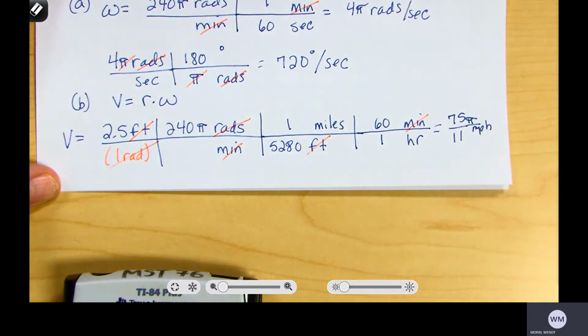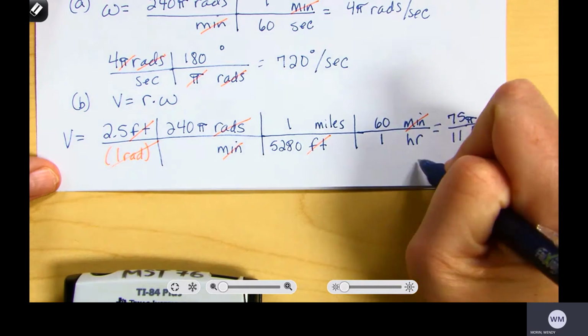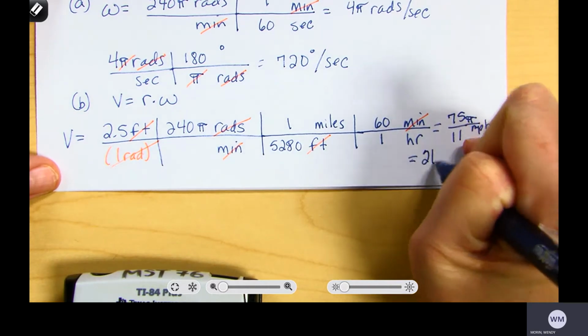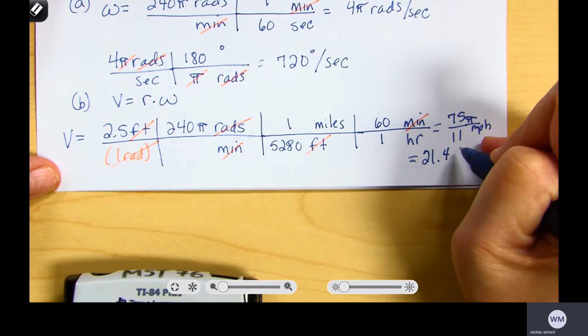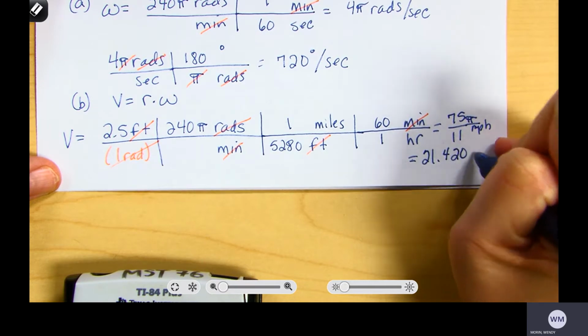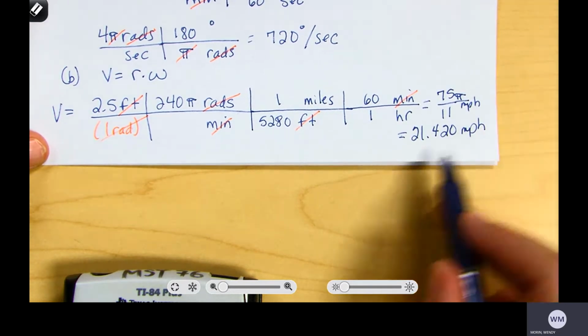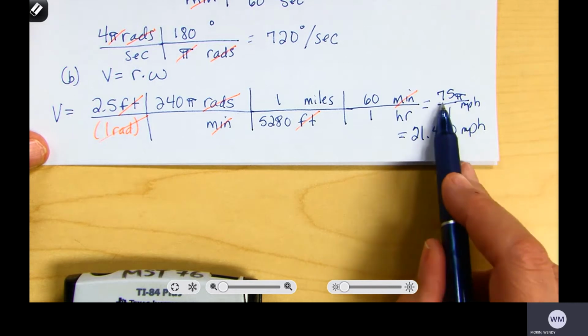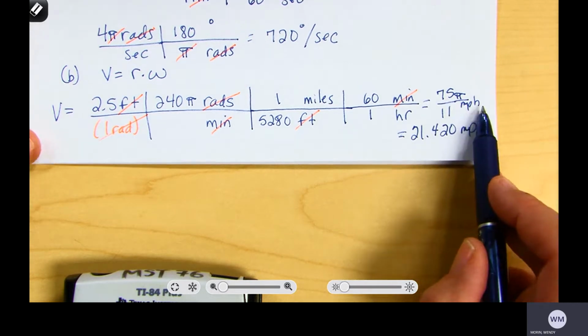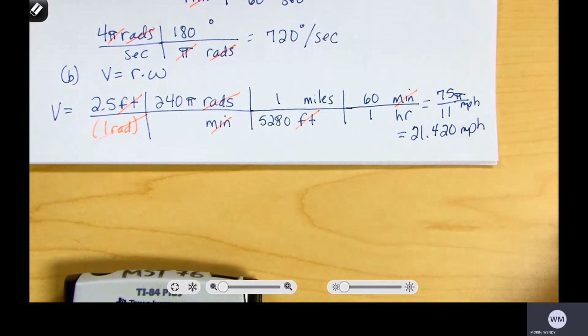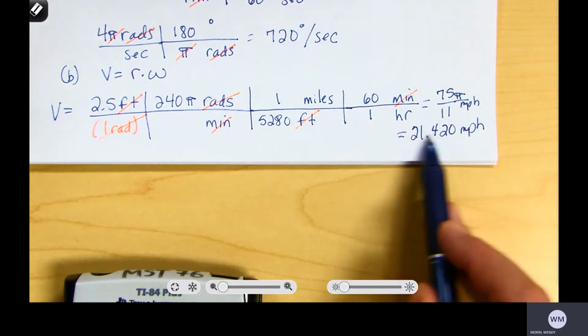You may want to convert that into a form not in terms of pi, so it makes more sense. Again, follow whatever the directions. Sometimes it'll say leave your answer in the form of pi. So if I multiply it all out, I get approximately 21.4199. So that would be approximately 21 miles per hour. And again, 21 miles per hour makes a lot more sense to you than 75 pi over 11 miles per hour. But again, follow directions, whatever it asks you to do. This is the exact, this is an approximate.